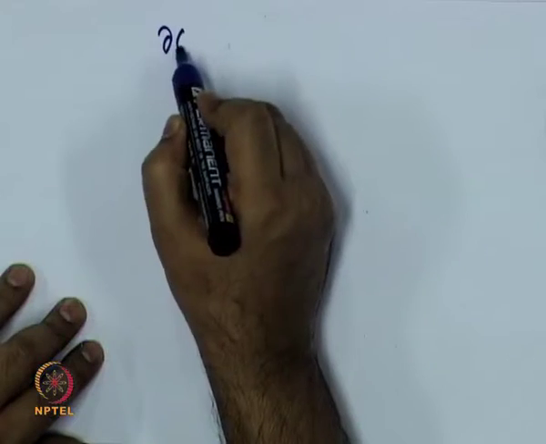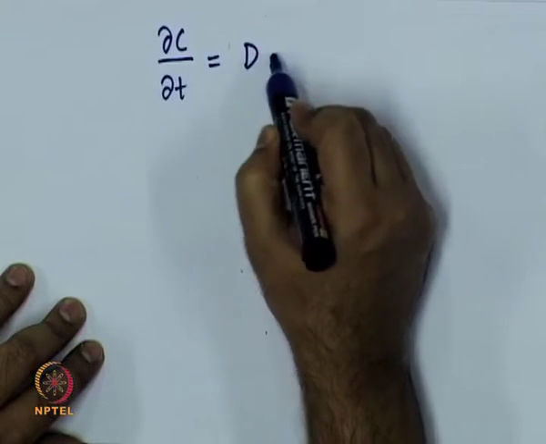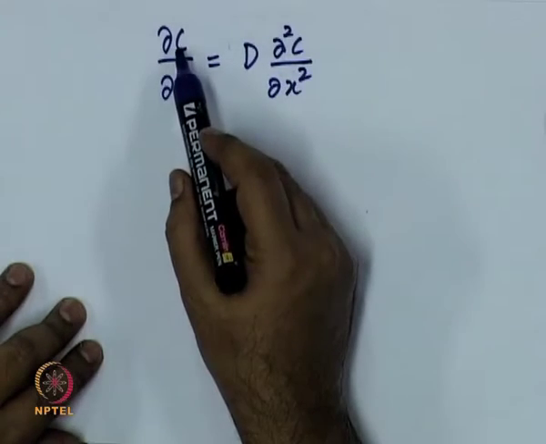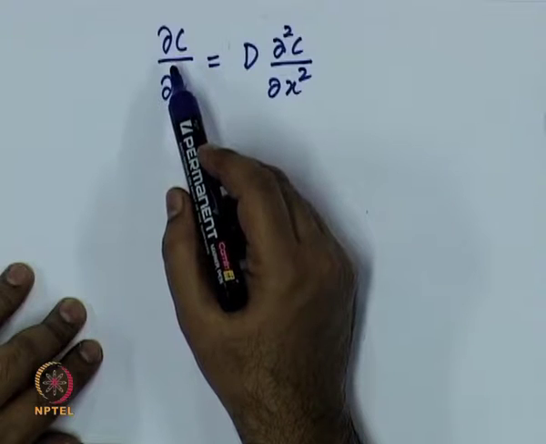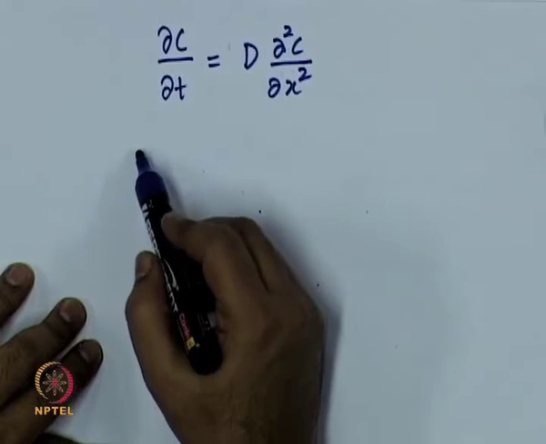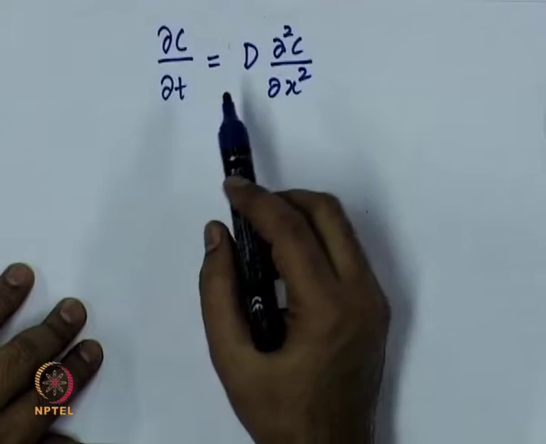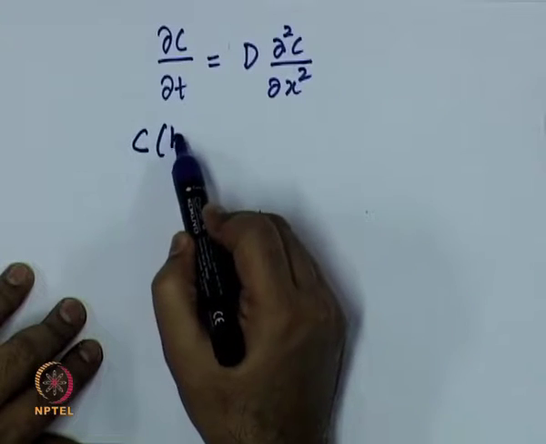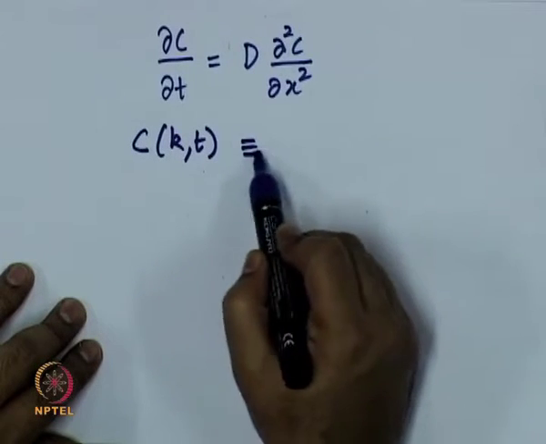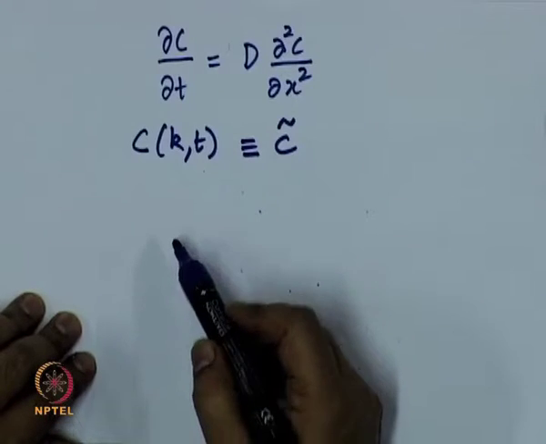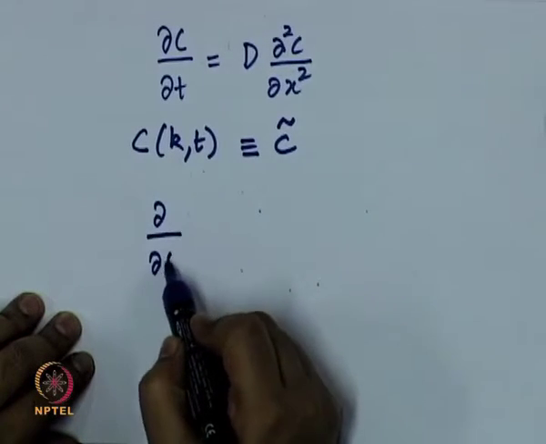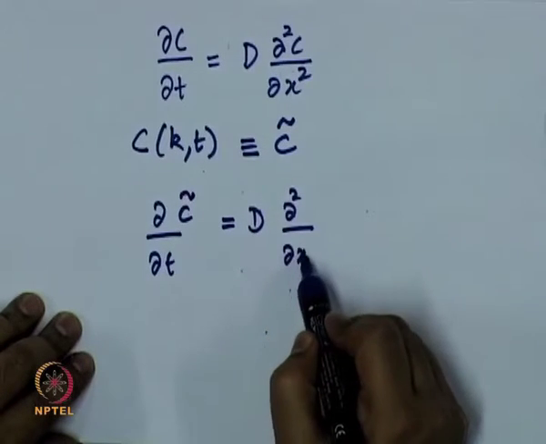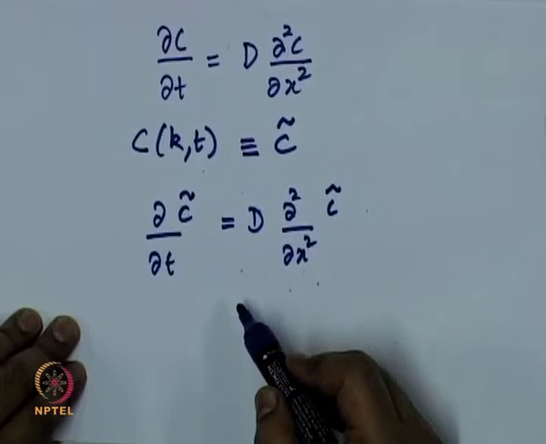Let us take the equation ∂C/∂t = D ∂²C/∂x². Now I am going to replace C by its Fourier transform C(k,t). I am not going to write this k, t, x, t, etc., but I am going to put a tilde. So C(k,t) I am going to call C tilde. Okay. So ∂/∂t of C tilde is equal to D ∂²/∂x² acting on C tilde. Now what is this C tilde?